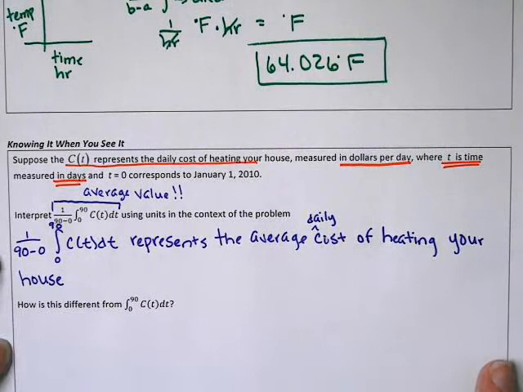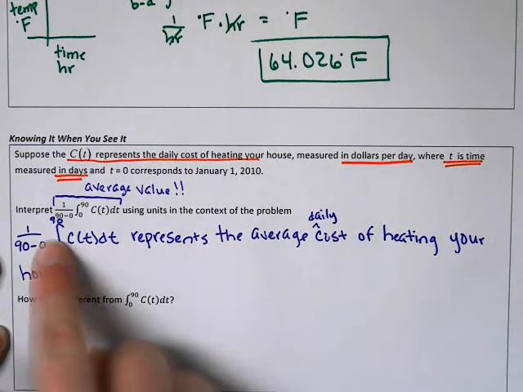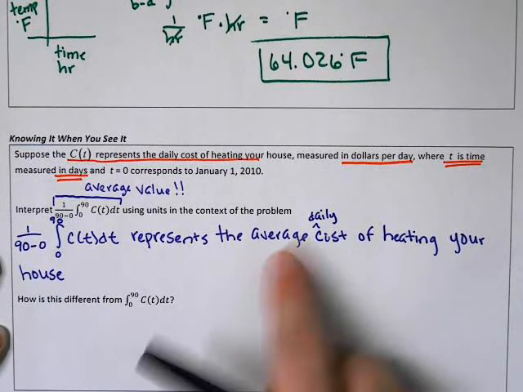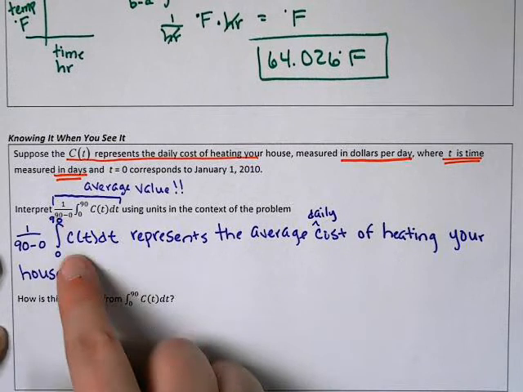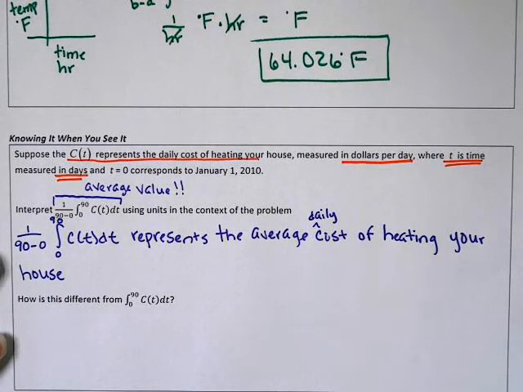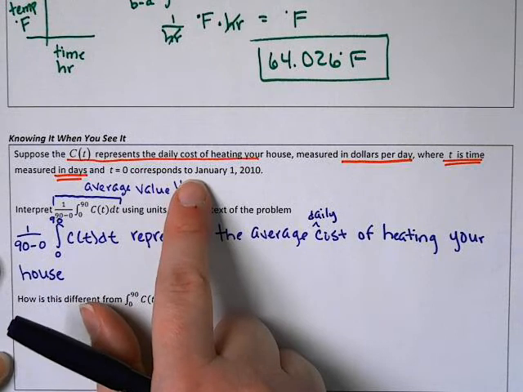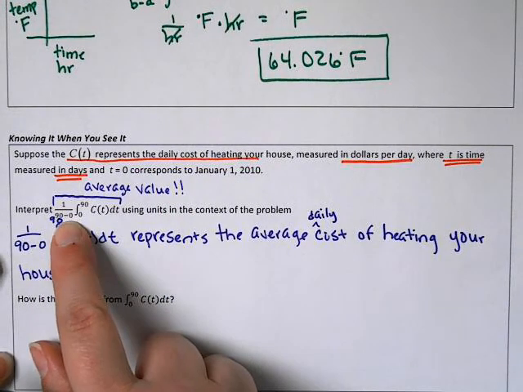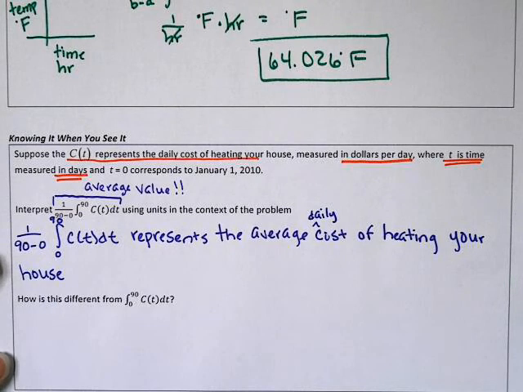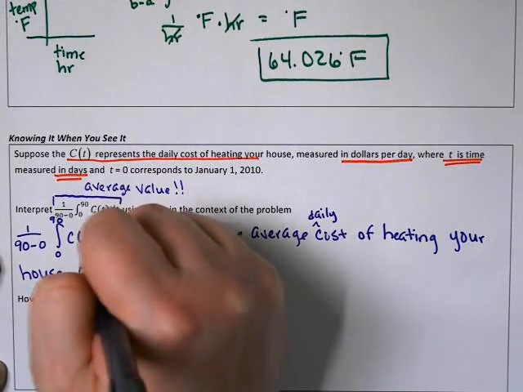Now, that's kind of the first part of the answer, is we're saying that, hey, this is the average value function, right? So it's the average of whatever this function was. But we also have to talk about this 0 to 90. We have to talk about the time frame that they give us. So we said t equals 0 corresponds to January 1st. So we started on January 1st and we went 90 days. So really, this represents the average daily cost of heating your house over the first 90 days of 2010.